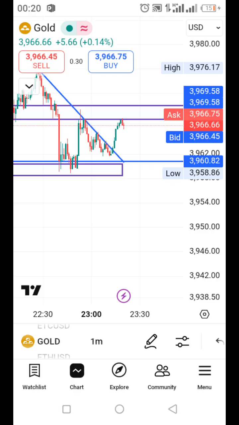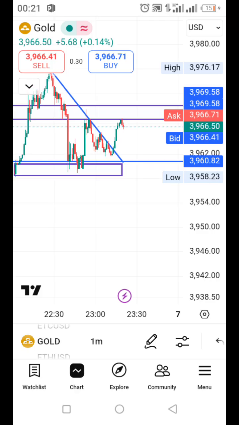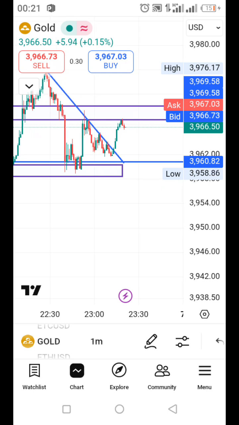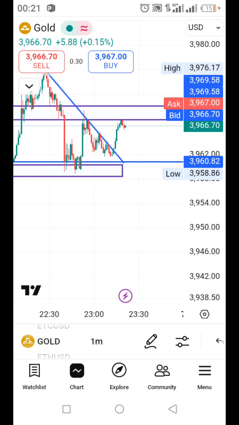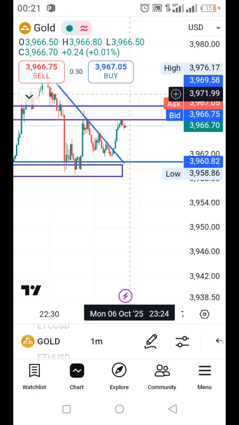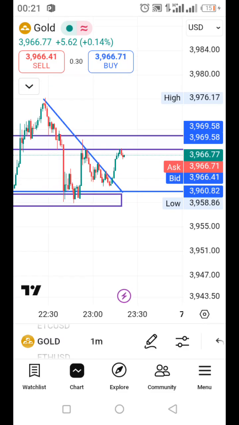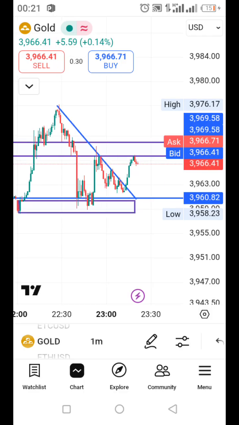Price is just respecting that zone. But nevertheless, it will still break it. It will still break the zone and go up because market is going to buy today. It will still break it and push upward.